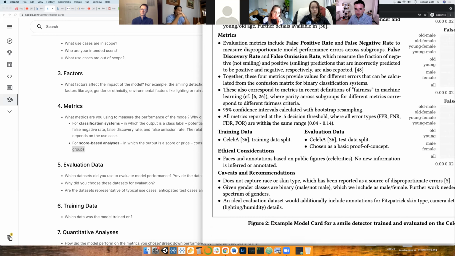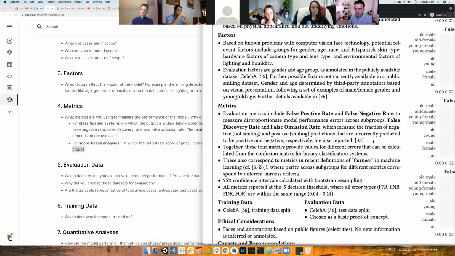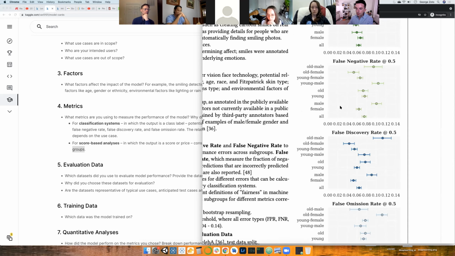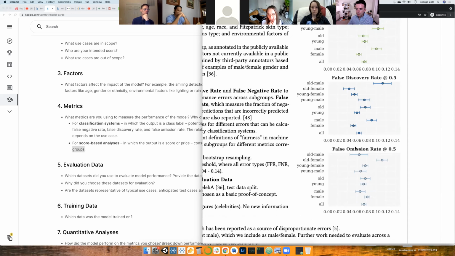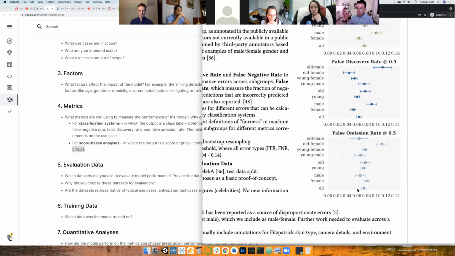95% confidence intervals, and all metrics reported at 0.5 decision thresholds. And the way that they show us is using these graphs, right? You see that for different populations the range is much smaller. For some smaller subgroups, the range is much larger in terms of rate. So let's pick one, omission rate. We want to be as tight as possible to the center, but also as low as possible to the left. So we want to be to the left as well as close as possible to the center.